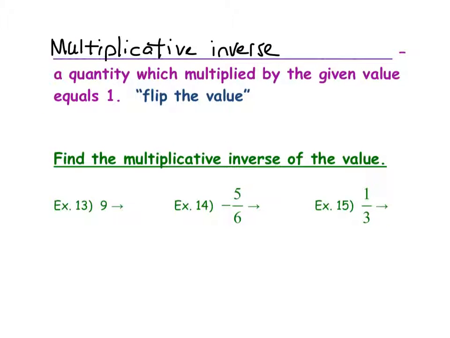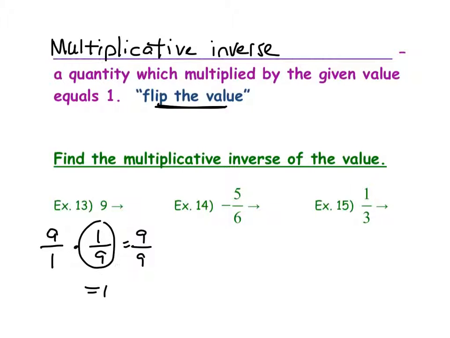Okay, so now we want to talk about the multiplicative inverse. The multiplicative inverse is a quantity which multiplied by the given value equals 1. In other words, if we multiply a number by its reciprocal, or we flip it, then we will get 1. For example, the number 9 is really 9 over 1. And if I multiply that by 1 over 9, I get 9 over 9, which is equal to 1. So the multiplicative inverse of 9 is 1/9.